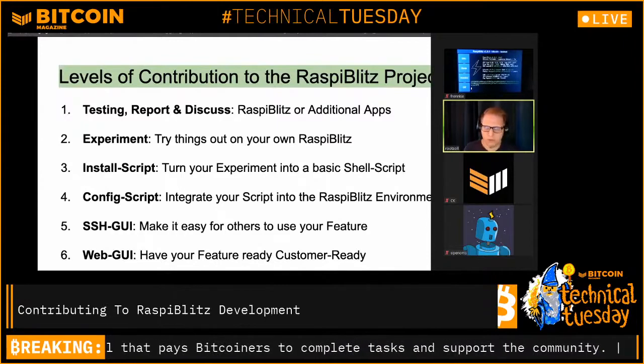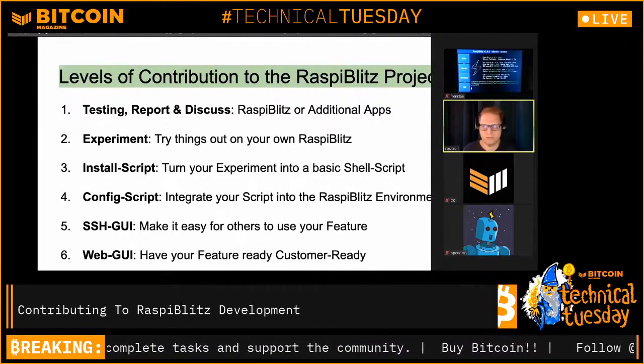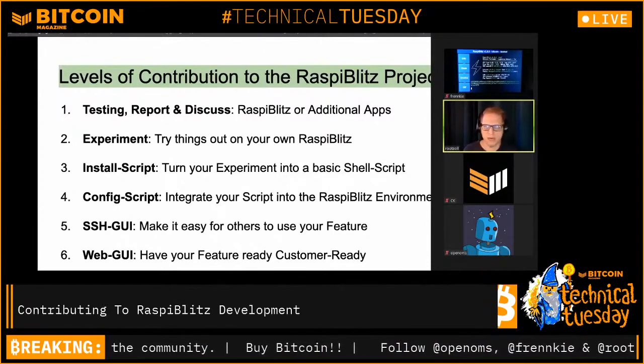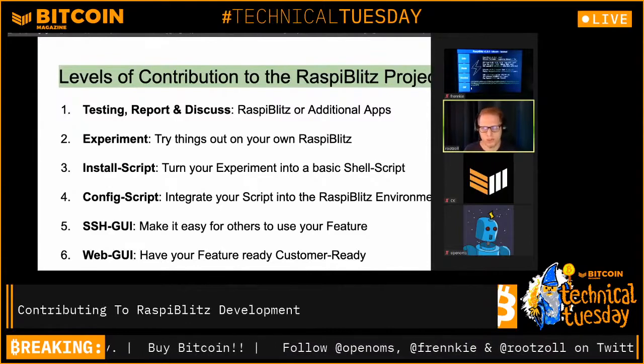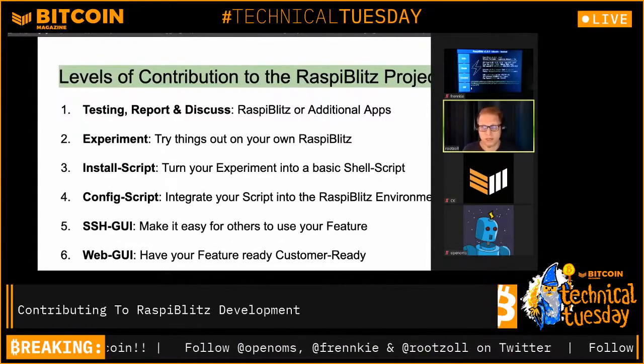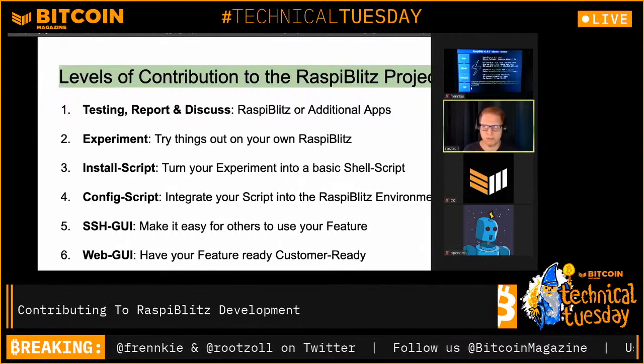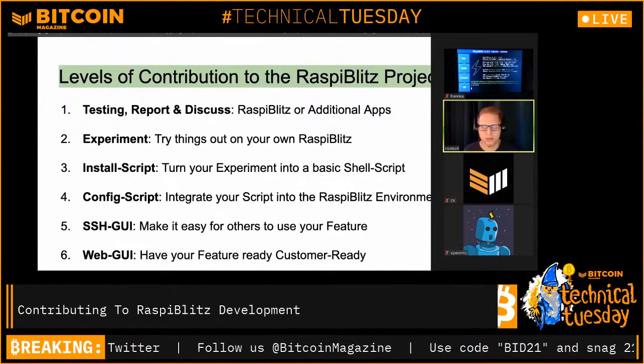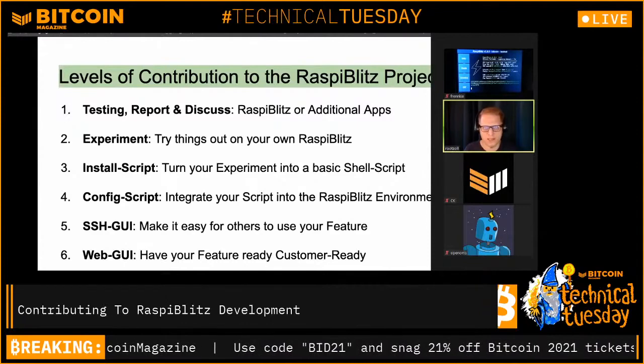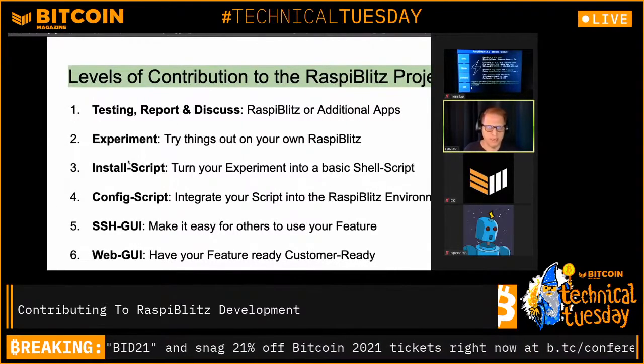So, just a quick overview. The first thing is testing, reporting, and discussing. There's a lot of benefit here. You're just running a RaspiBlitz and giving feedback on the RaspiBlitz project itself or on the additional apps. Then you can start to experiment, because this is a very open system that feels a little bit like a Unix, Linux server in your home. So really log into the machine, get onto the terminal and find your way there, experiment, install stuff, try to tweak it. This is the experiment phase.